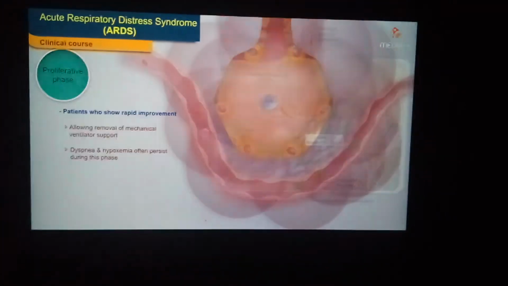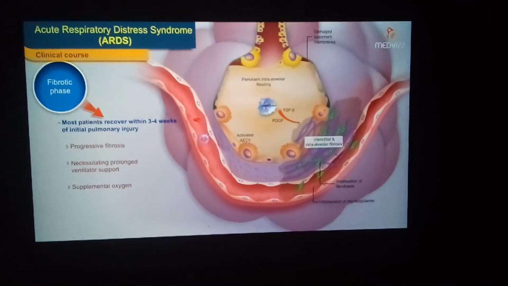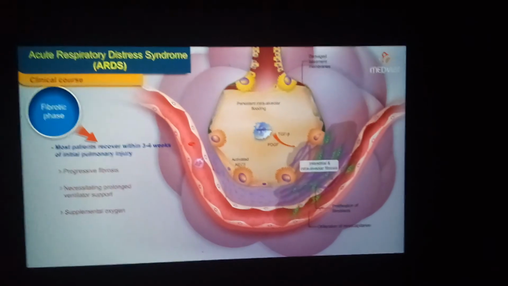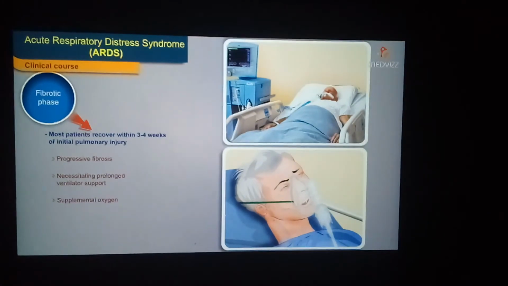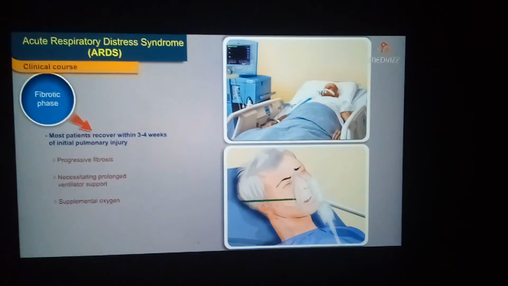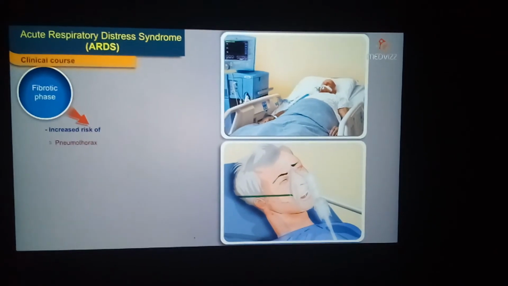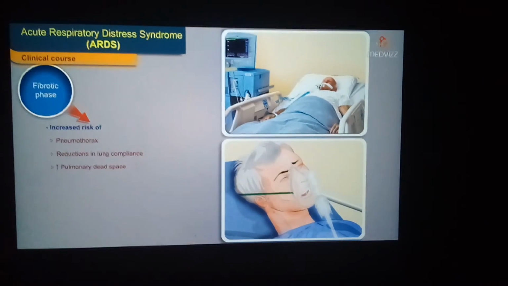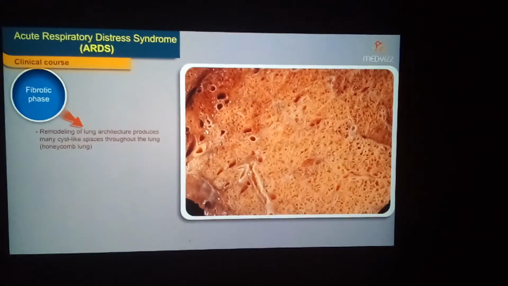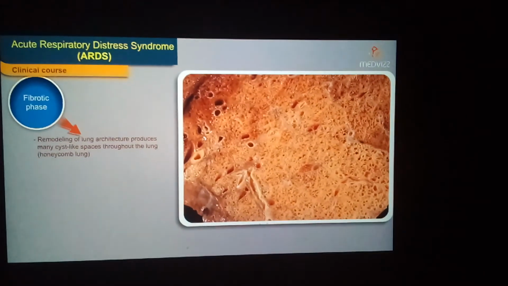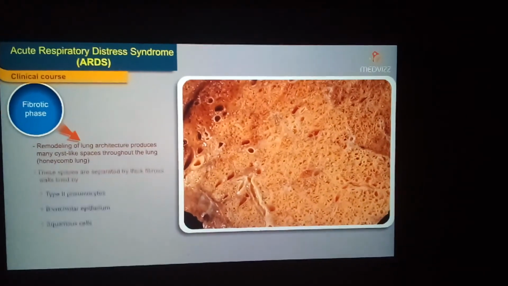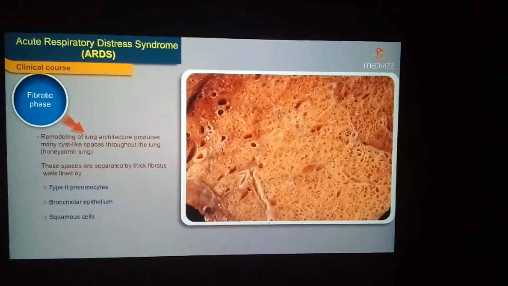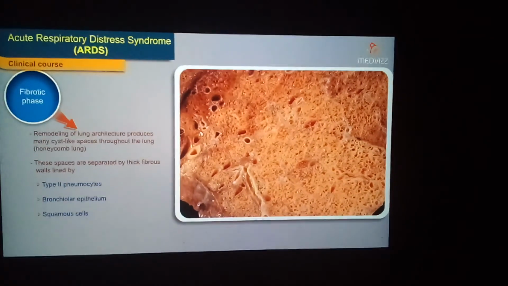In the third and final phase, the fibrotic phase, most patients recover within 3 to 4 weeks of the initial pulmonary injury, but some experience progressive fibrosis necessitating prolonged ventilator support and or supplemental oxygen. There's an increased risk of pneumothorax, reductions in lung compliance, and increased pulmonary dead space during this phase. Remodeling of lung architecture produces many cyst-like spaces throughout the lung, or a honeycomb lung. These spaces are separated by thick fibrous walls lined by type 2 pneumocytes, bronchiolar epithelium, or squamous cells.